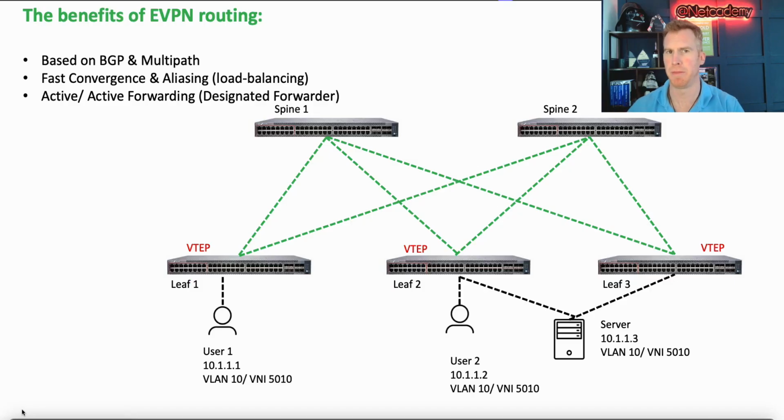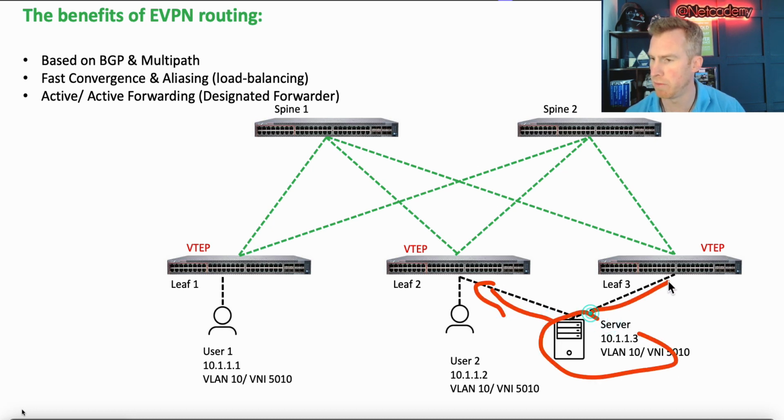So the third benefit, the third part I want to talk about in terms of benefits when it comes to EVPN technology, EVPN routing, is this point here, active forwarding, really more specifically designated forwarder or the designated forwarder. Now, we've already gone through active, which is when you've got a host, or in this case a server here, which is dual homed to, in this case, two different leaves, leaf 2 and leaf 3. And that's fine. You want that kind of resiliency. You want that kind of redundancy, of course.